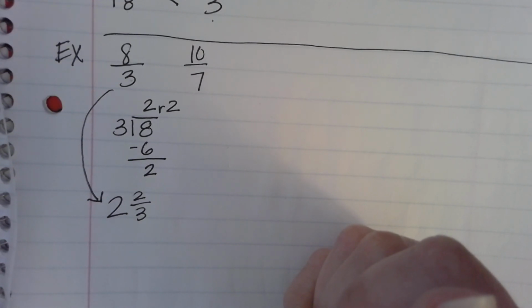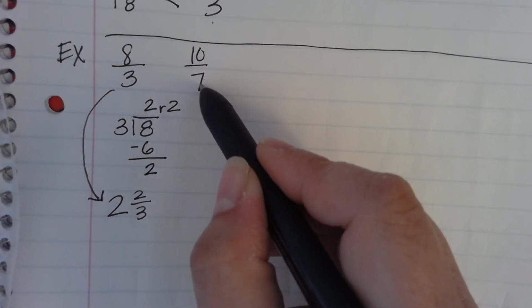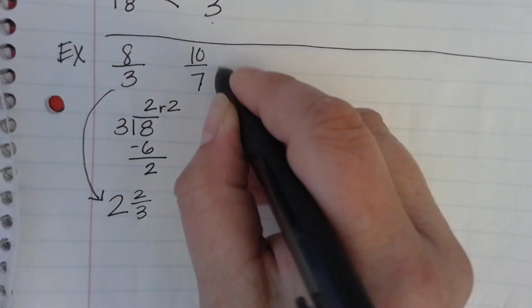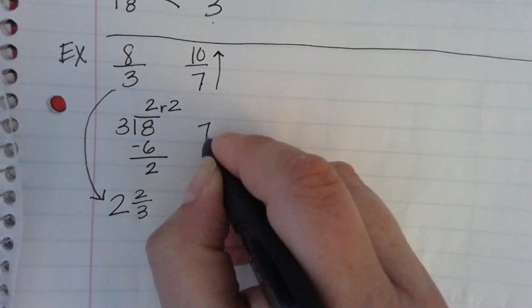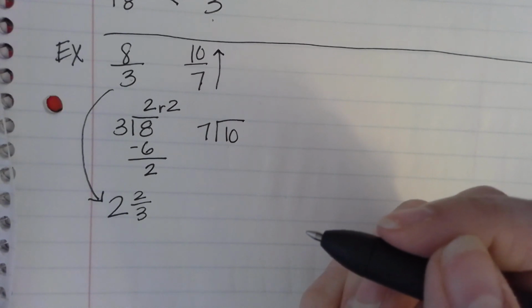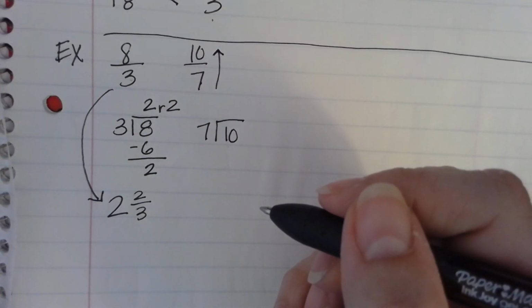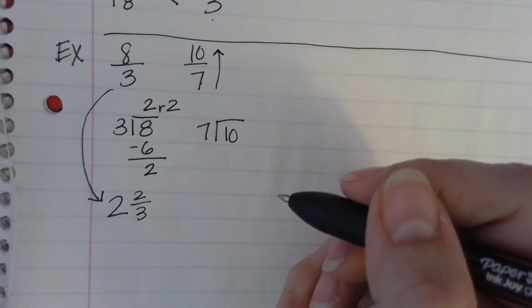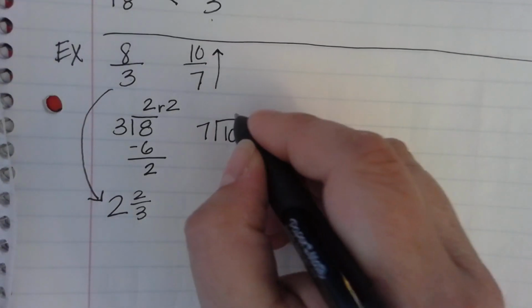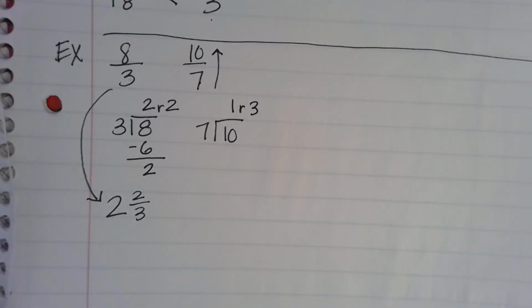Divide what into what? The denominator into the numerator. Denominator into the numerator. So again, you're going to go from the bottom to the top. Denominator divided into the numerator. So 7 into 10. Then you're going to solve it. We solve and say 7 goes into 10 one time with 3 left over. So we end up with 1 remainder 3.